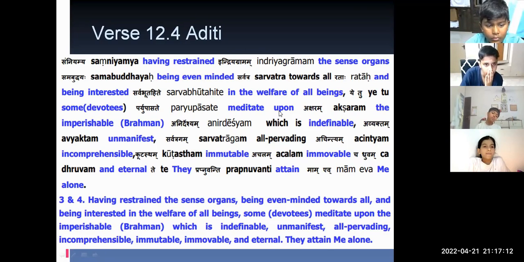So Krishna has described in the previous verse that his real nature is imperishable and eternal, which is Brahman. So this verse talks about the fifth form, which is the highest form of bhakti. Thank you, Hari Om. Thank you.